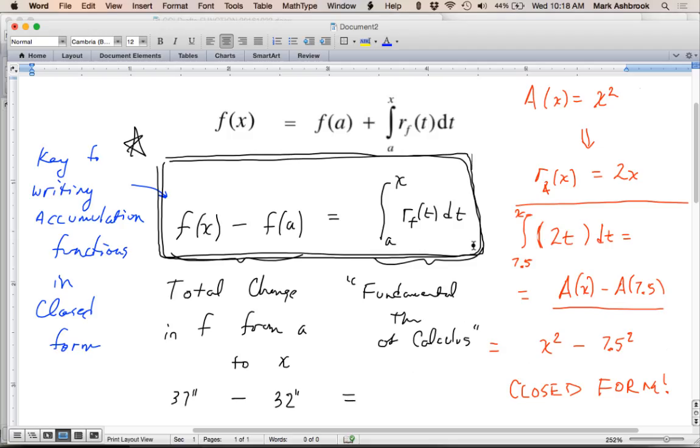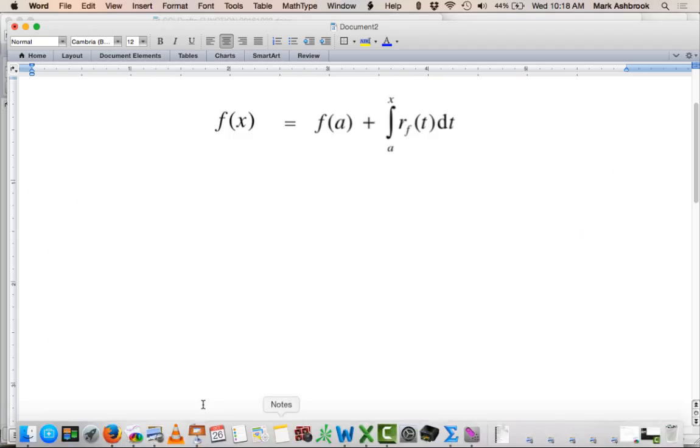Okay, so let's talk about, like I said, now we want to talk about getting as many closed form rate functions as we can. Here we go.